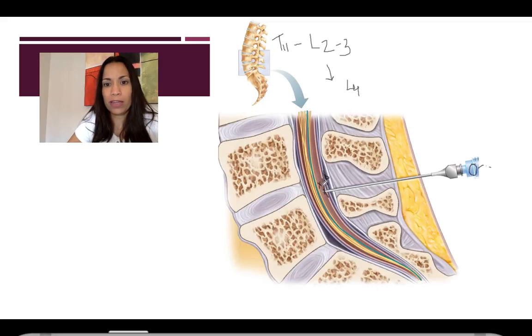So those are the layers that a needle has to pass by if the intention is to obtain a sample of cerebrospinal fluid. Now we have concluded with the central nervous system.